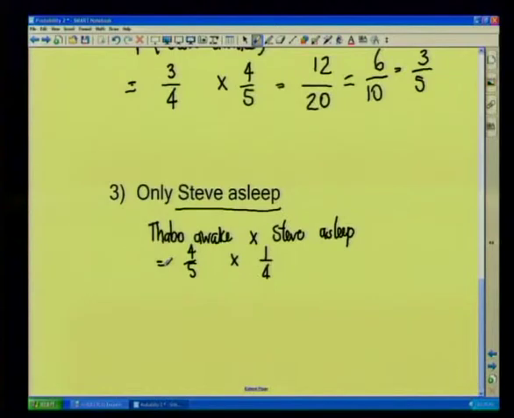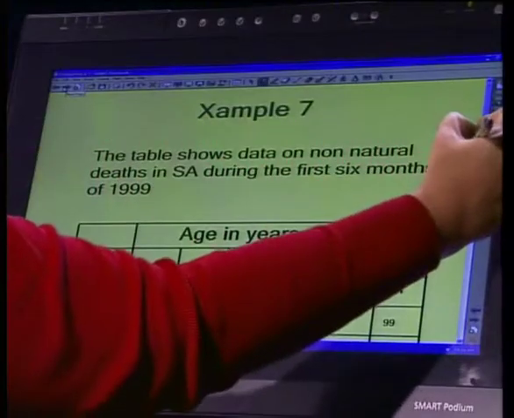Okay. 4/5 times 1/4 is going to be 4 out of 20, which can be simplified to be 1 out of 5. So 1/5 of a chance that Steve will only be asleep and Taba will be awake. Right, hopefully all of you are seeing how easy these can actually be if you read the question correctly and you actually look carefully at the tables and the graphs and the tree diagrams that you've actually drawn. Okay, let's look at one more example. Example number 7.